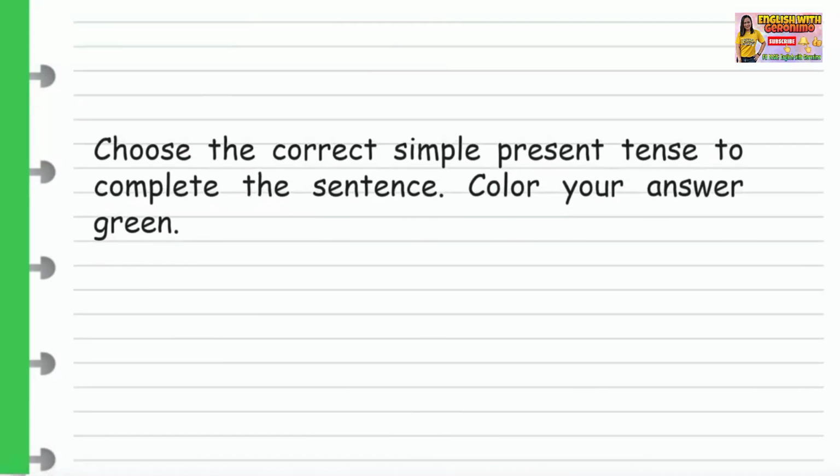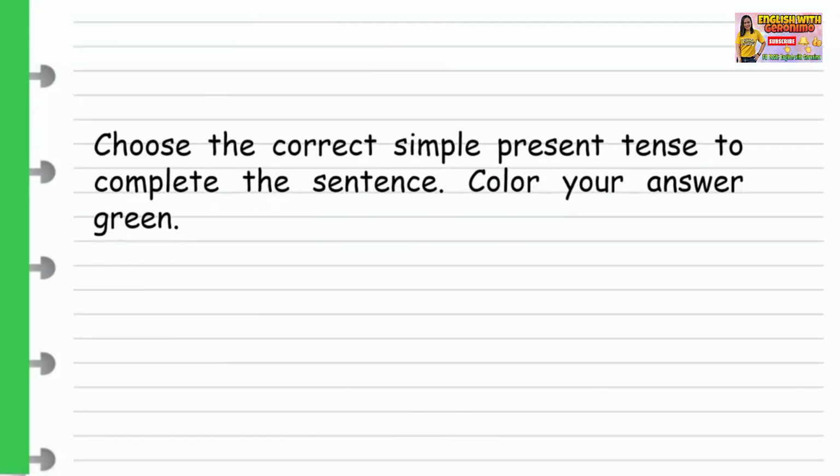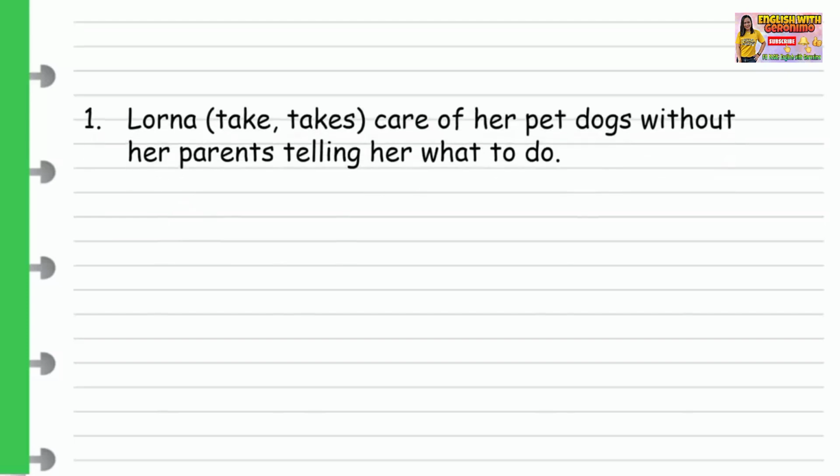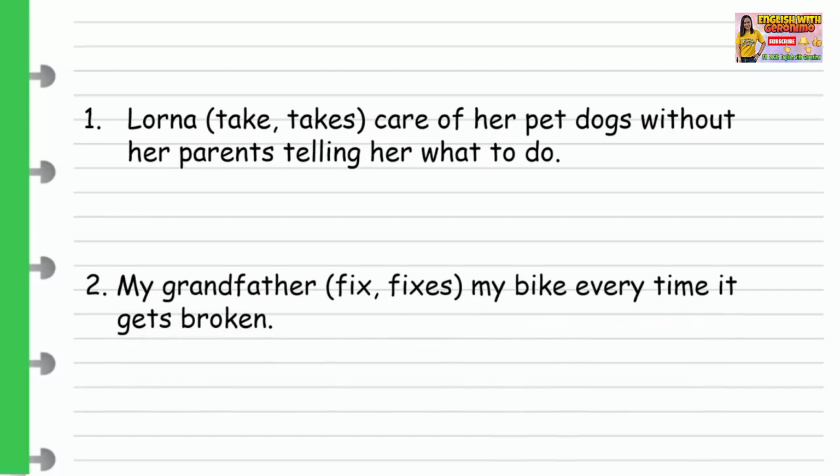Now that you already know the simple present tense of verbs, let us answer these following activities. Choose the correct simple present tense to complete the sentence. Color your answer green. Lorna takes care of her pet dogs without her parents telling her what to do. My grandfather fixes my bike every time it gets broken.